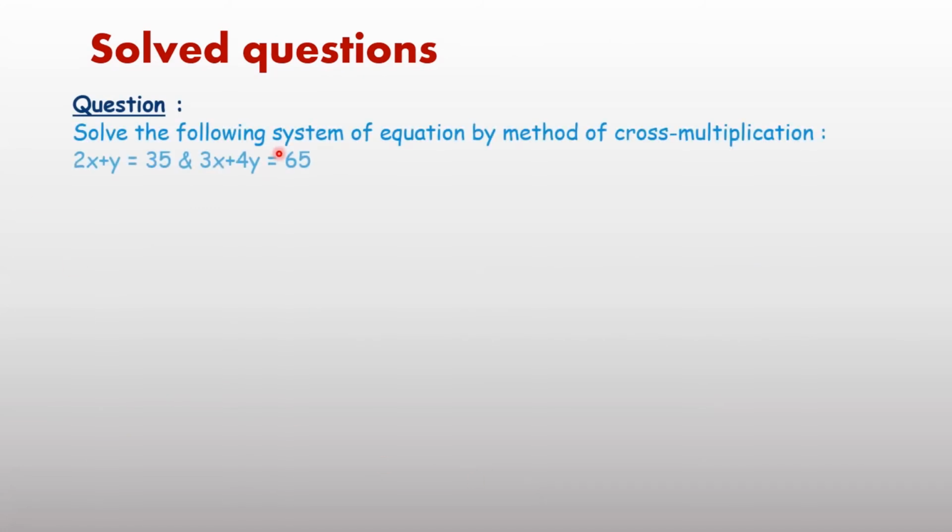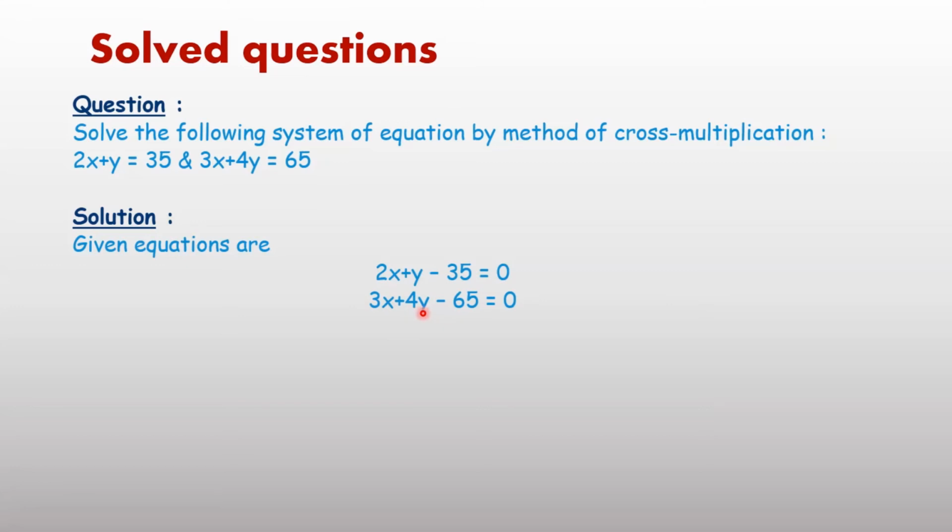Now one more solved question for practice. Two equations are given here, you have to solve by the cross multiplication method. First you write the given equation in standard form. Standard form means ax plus by plus c equal to 0, means RHS will be 0. So 2x plus 3y minus 35 equal to 0, 3x plus 4y minus 65 equal to 0.